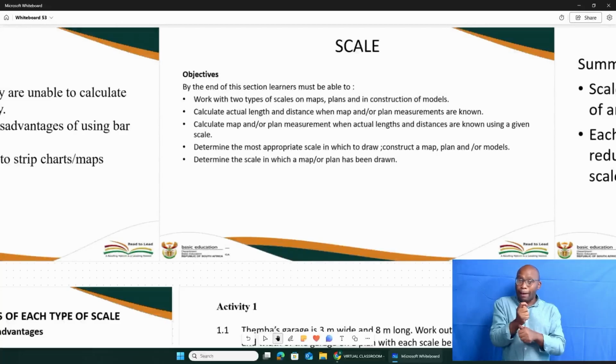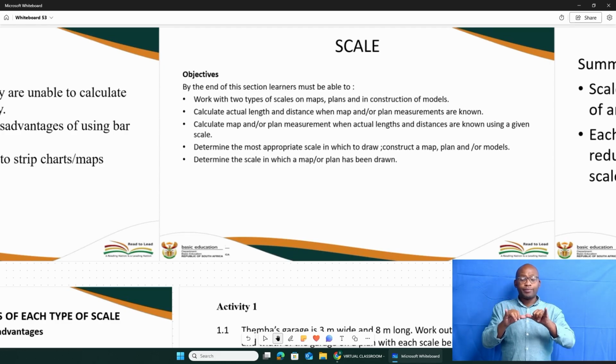So here is the objective of our lesson on scale. By the end of this lesson, learners must be able to work with two types of scale on maps, plans and construction models. Calculate the actual length and the actual distance when the map or plan measurements are known. And also calculate the map and plan measurements when the actual length and distance are given, using the given scale.